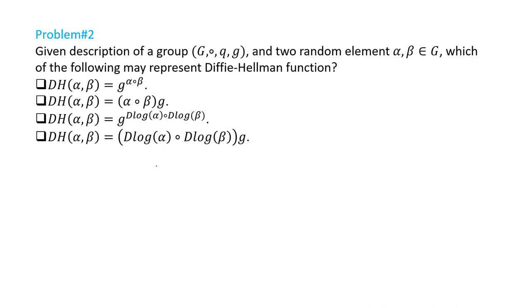So coming to problem 2, given the description of a group G, where G is the set, dot is the operation on that group, q is the size of the group, and small g is the generator of the group capital G. Two random elements, alpha and beta, are given. Which of the following may represent the Diffie-Hellman function? Let me tell you to consider both the cases where the group is an additive group and where it is a multiplicative group.